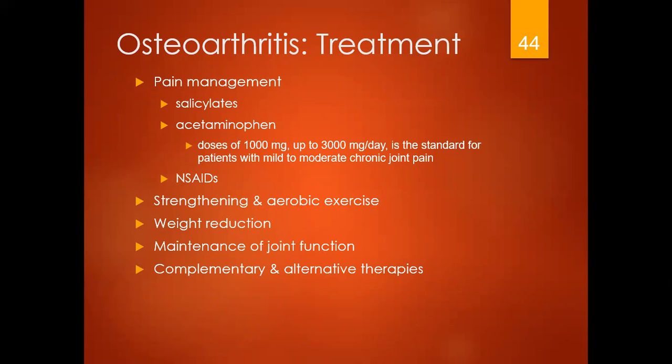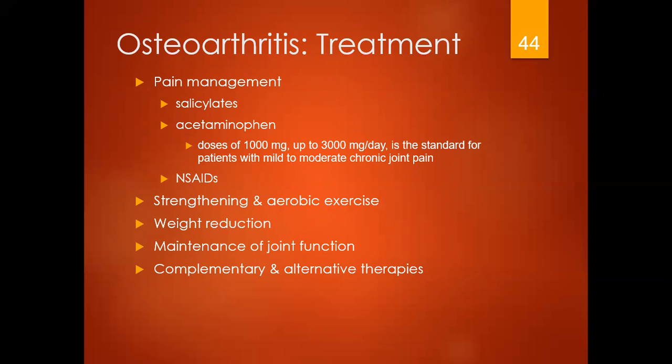For pain management, we're going to give them aspirin or salicylates, Tylenol, acetaminophen, maybe up to 1,000 milligrams, 3,000 milligrams per day, for mild to moderate chronic joint pain. Also NSAIDs to reduce inflammation. Get them on strengthening aerobic exercises, help to reduce their weight so that we're not straining the joints as much, and help to maintain joint function through therapy and range of motion exercises. Complementary and alternative therapies can be offered as well.